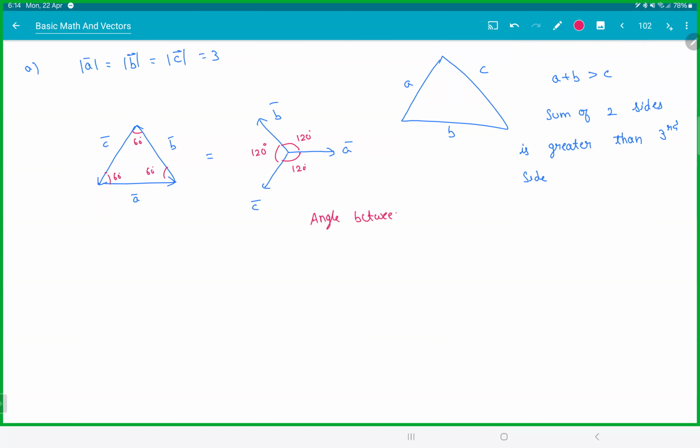You're getting what I'm asking now? How should you arrange them to get a zero? Matlab, see, magnitudes you know, angle I don't know. The angle is your choice. You can keep any angle you want. So angle between vectors, if I keep 120 degrees, I get 0. That was the first part of the question.